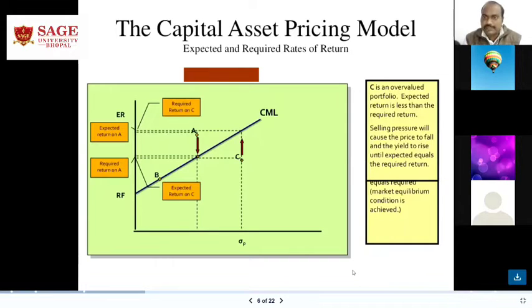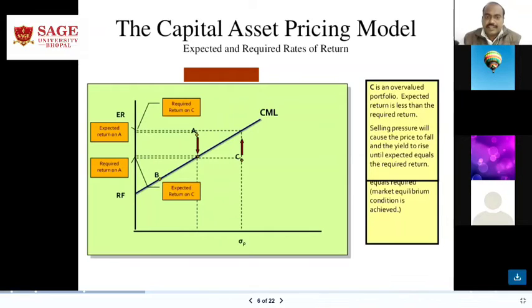Okay, at this point of time, for the time being, just keep in mind about this. This capital asset pricing model includes CML, capital market line. What is capital market line? The line that explains about the risky and risk-free assets to be included in the portfolio. Is it clear?